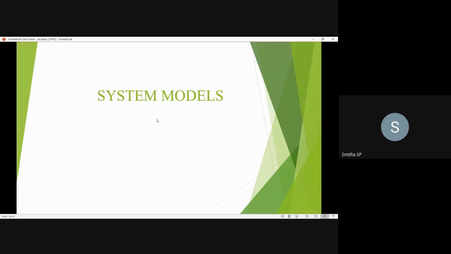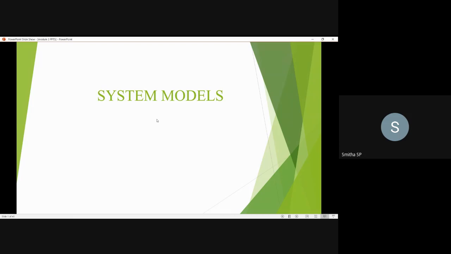System models. In today's session, we will be discussing system models. So, what is a system model? Before that, what is system modeling? System modeling helps the analyst to understand the functionality of the system. And what are system models? Why do we need them?